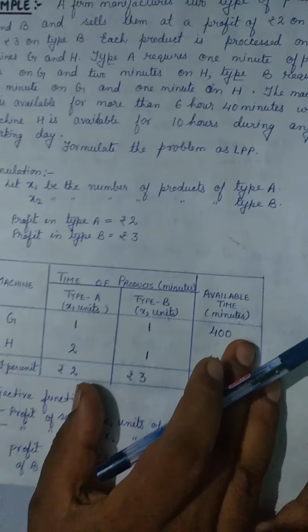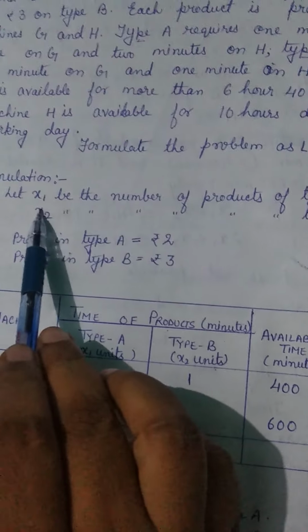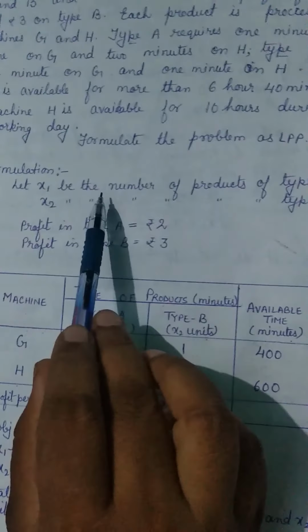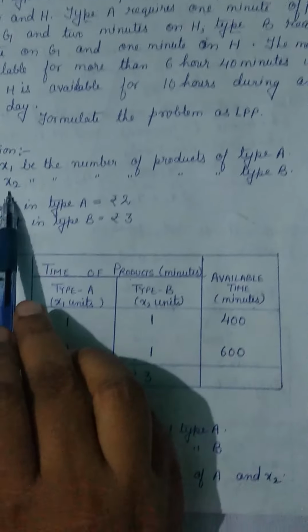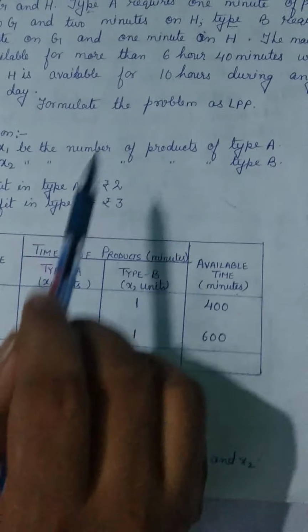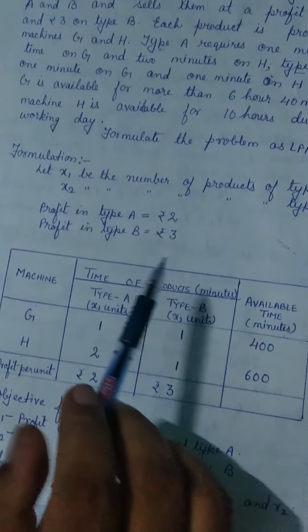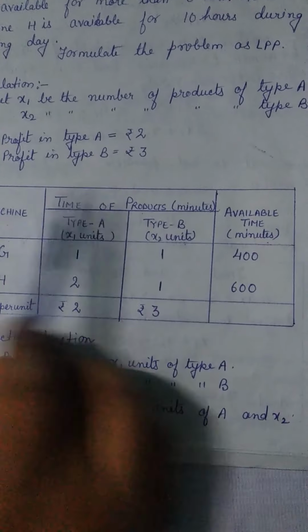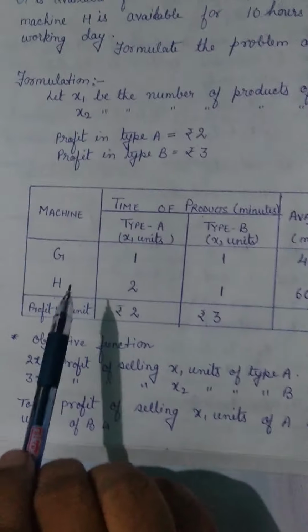So let us formulate the given problem. Here what are the informations given? We will assume here two variables x1 and x2. So let x1 be the number of products of type A, x2 be the number of products of type B. Here profit in type A is given rupees 2 and profit in type B is given rupees 3. So let us make a table. Here a table is formed in which the informations are given.